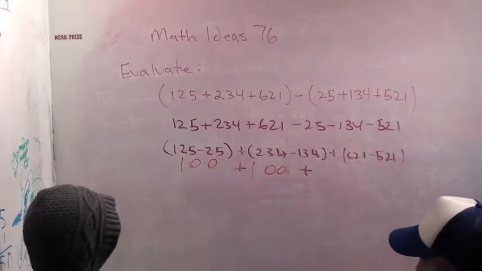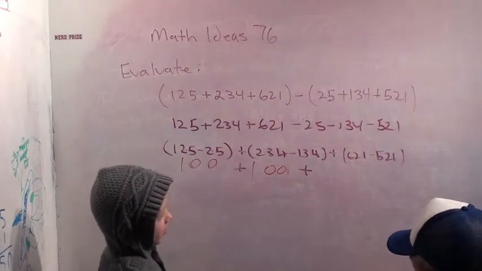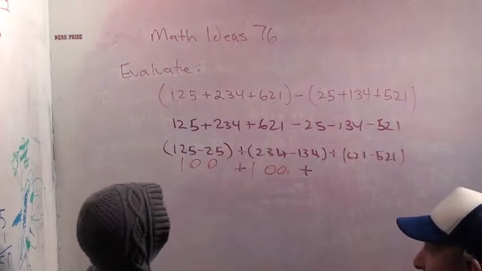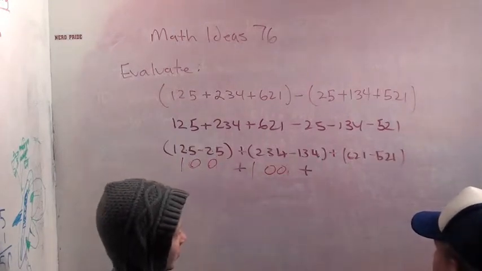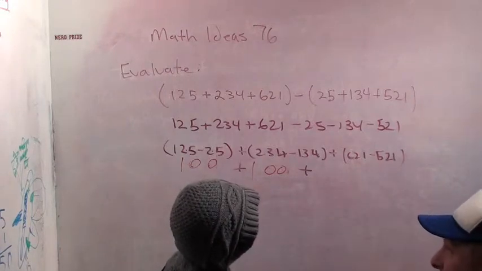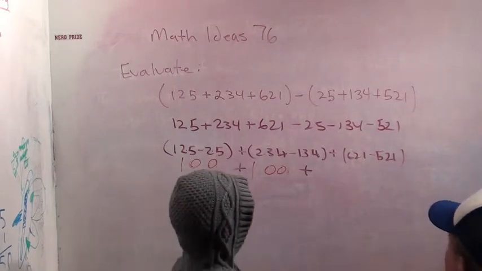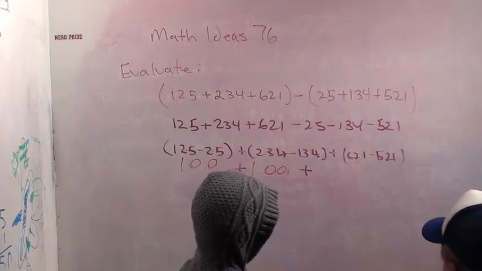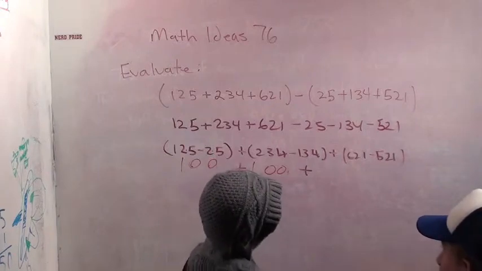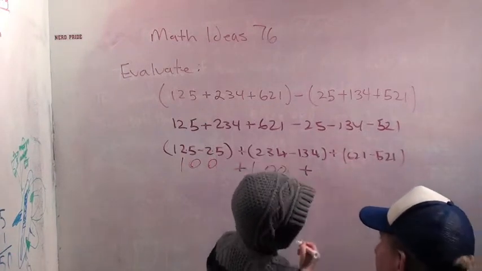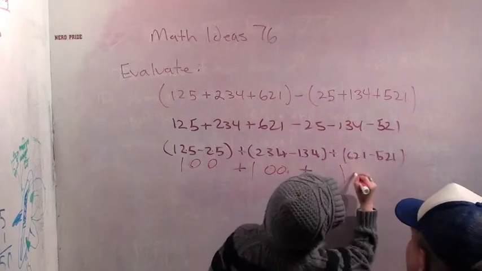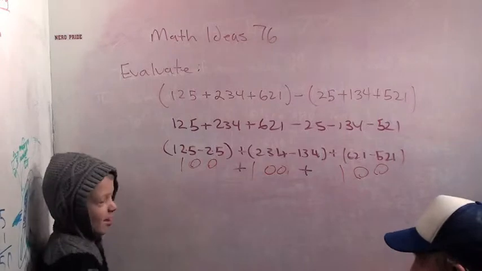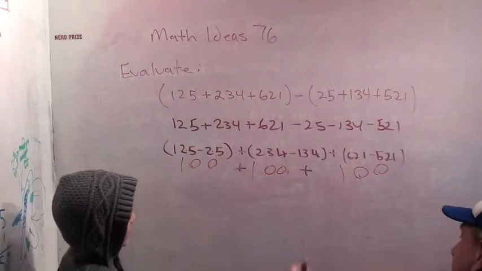Plus, now we have to figure out what 621 minus 521 is. 100. How did you figure that out? That looks like a really hard problem. 600 minus 500 is 100. 20 minus 20 is 0. 1 minus 1 is 0. So that equals 100. So we have 100 plus 100 plus 100, which is 300. Write it.